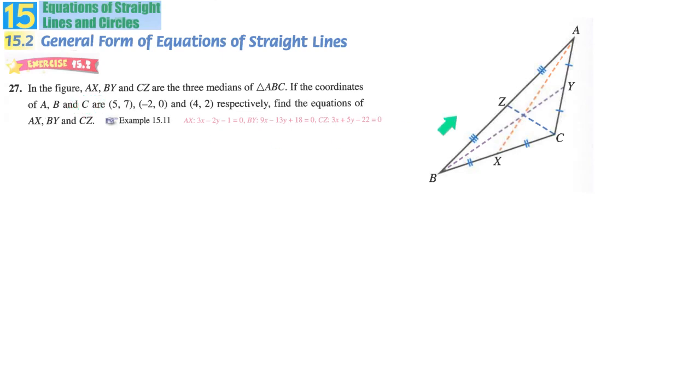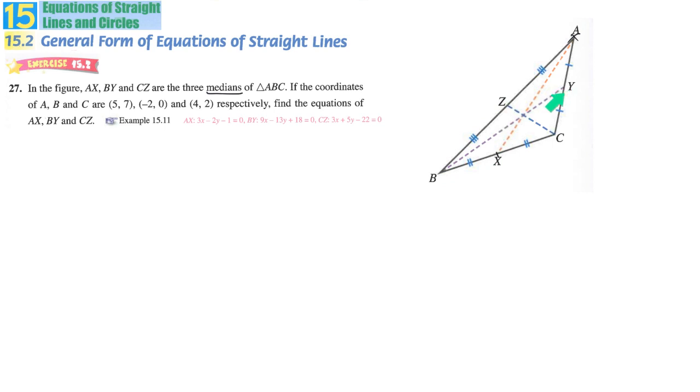In this figure, we have a triangle ABC, and AX is one of the medians of this triangle. The word median has a special meaning here. That means from one vertex to the midpoint of the opposite side. This is one of the medians.